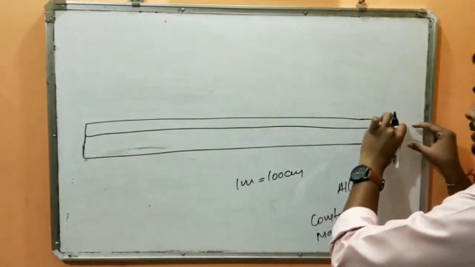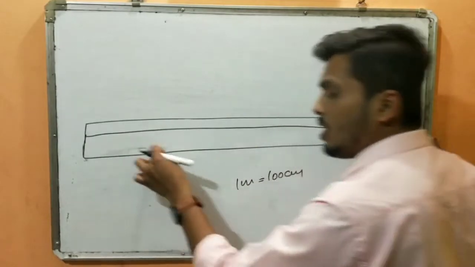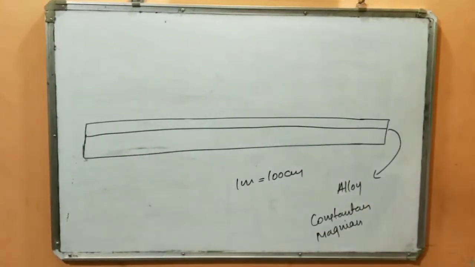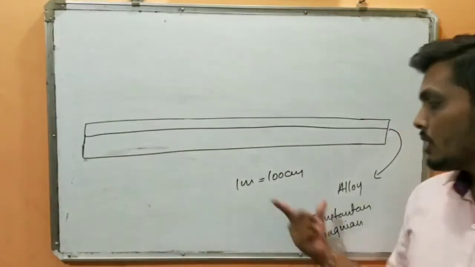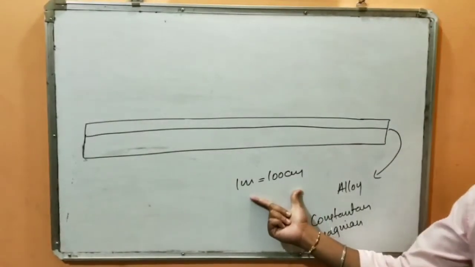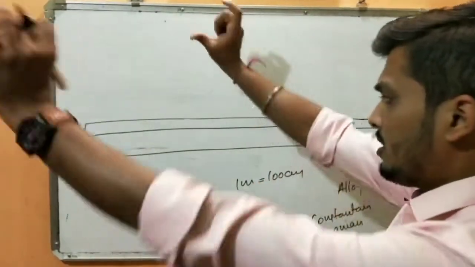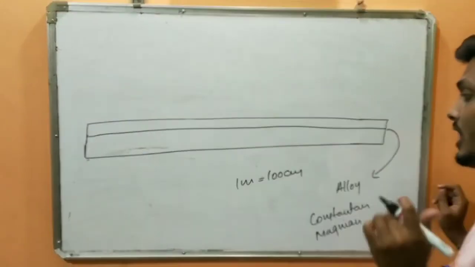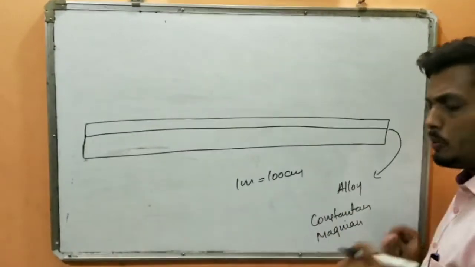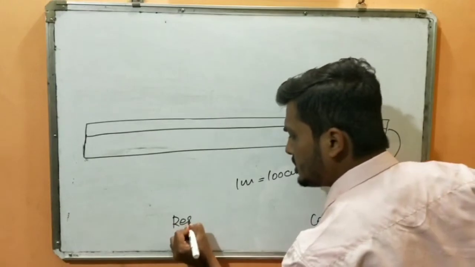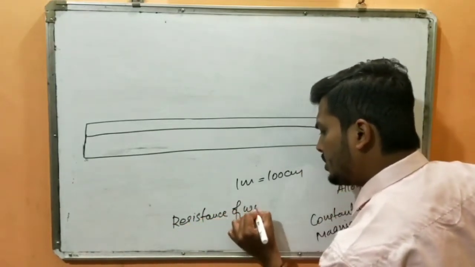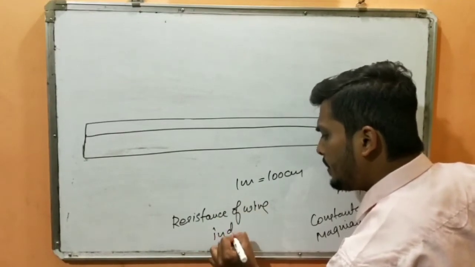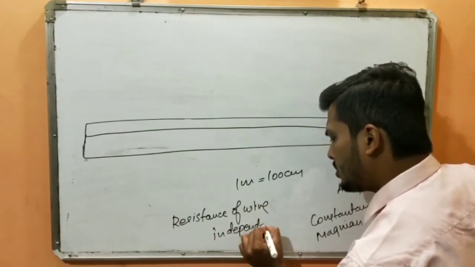On that wooden block, I have taken a thick wire of uniform cross-sectional area, basically an alloy, maybe constantan or manganin, of length 1 meter or 100 centimeter. Try to imagine the things. Now, the alloy or the wire should be such that the resistance of the wire should be independent of temperature.